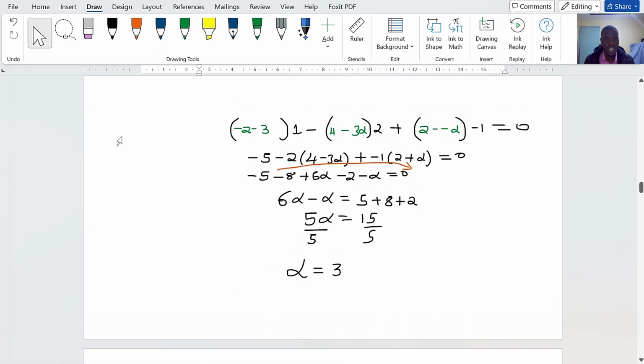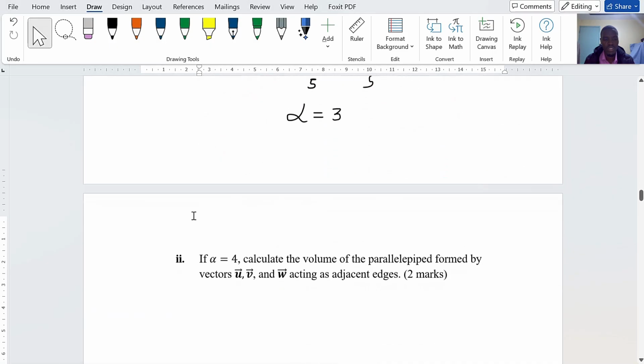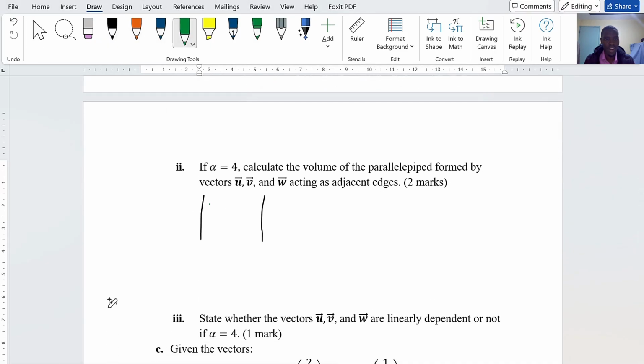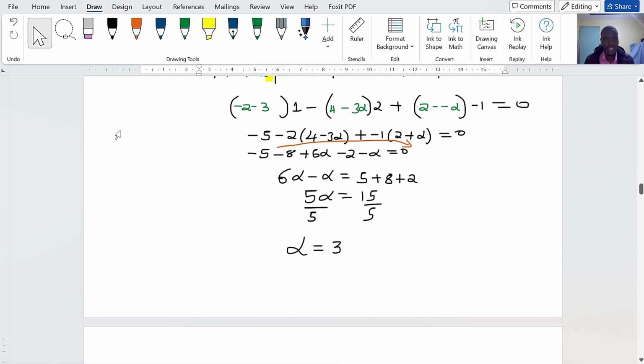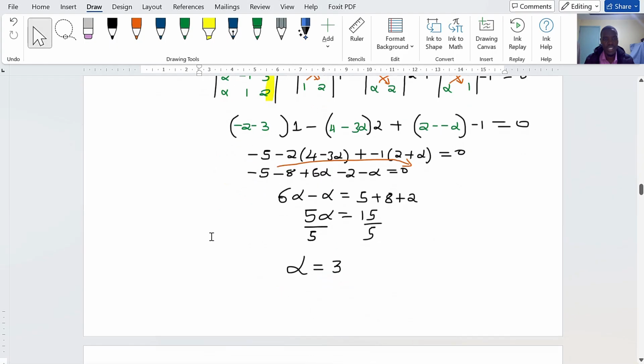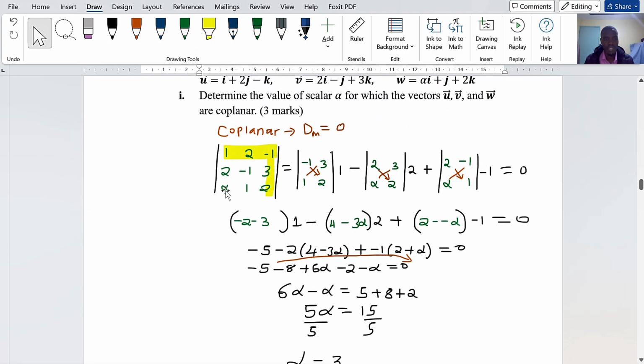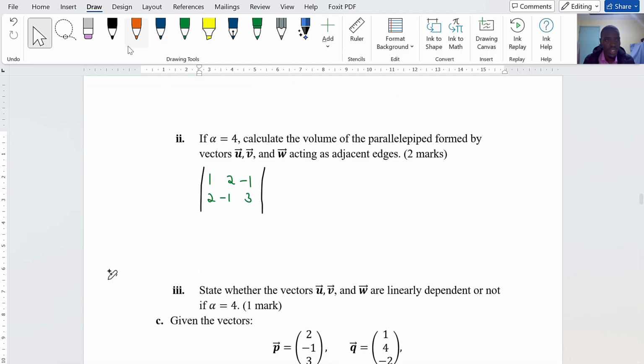Now alpha was in the last column, so we only change this. So 1, 2, negative 1. Okay. Then 2, negative 3, 3. Then we have 2, negative 1, 3. And then the last column, now we make sure alpha is 4. So 4, 1, 2.